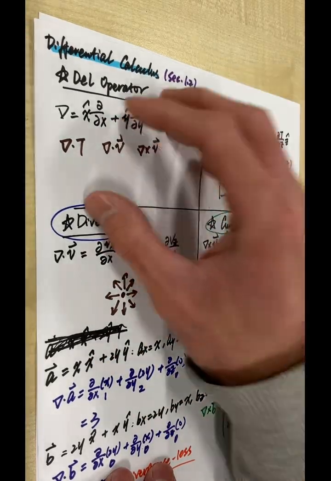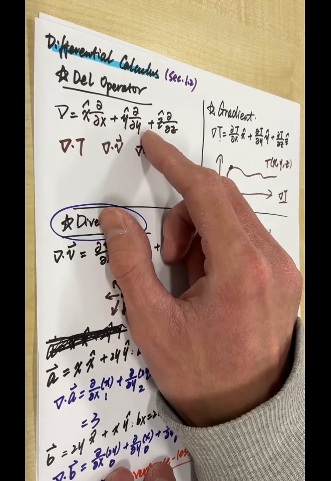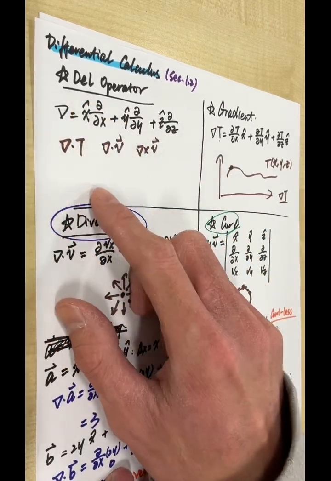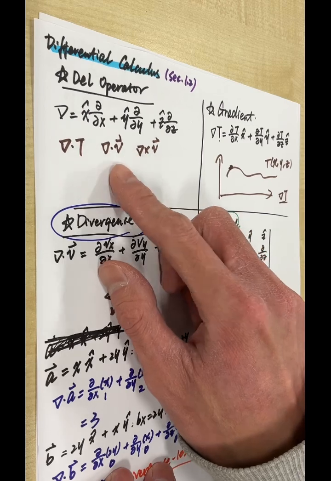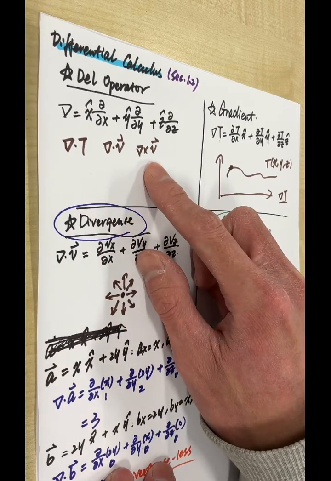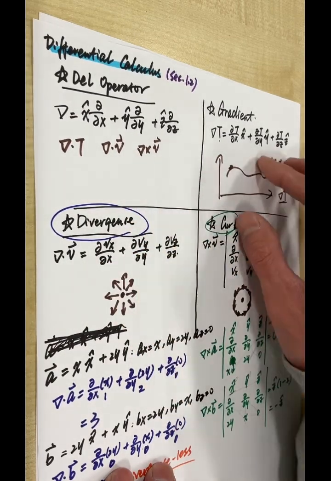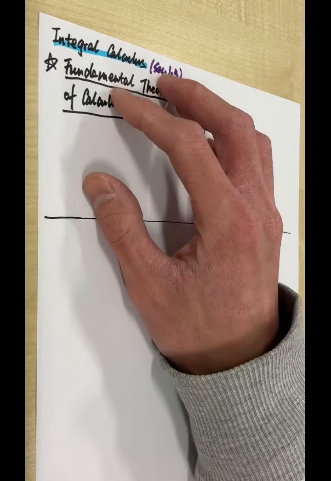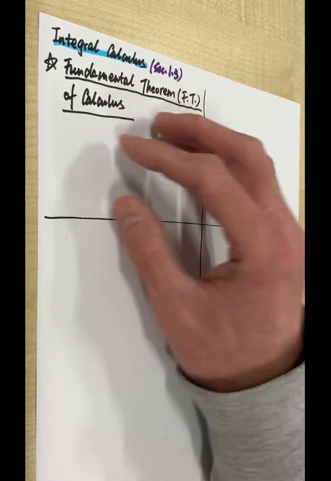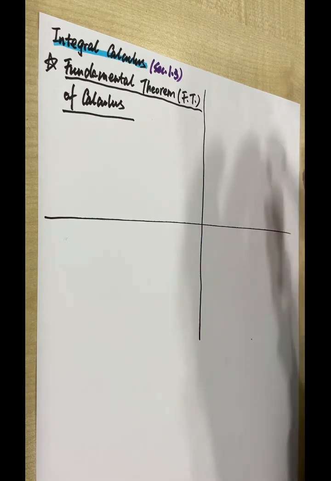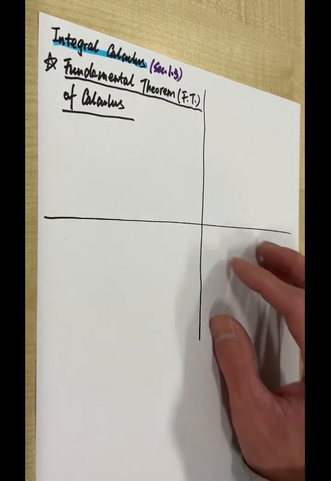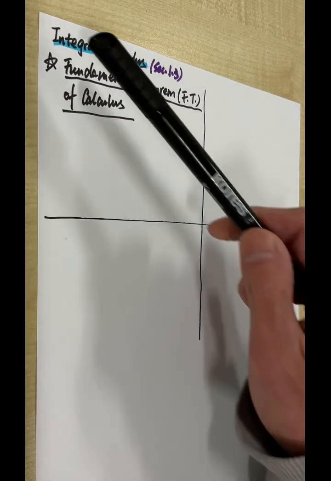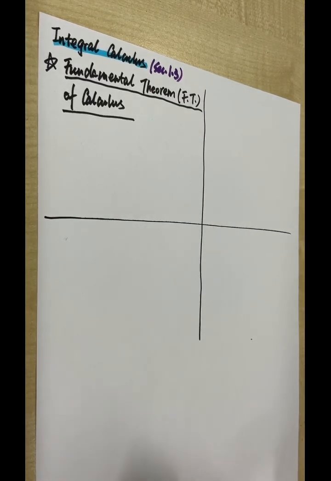They all come from the basic tool of the del operator, where we apply this to a scalar, a dot product with a vector, and a cross product with a vector. We get gradient, divergence, and curl. So accordingly, for integral calculus, we will also have a basic tool, and then we'll apply this to gradient, divergence, and curl. The basic tool for integral calculus is the fundamental theorem of calculus.